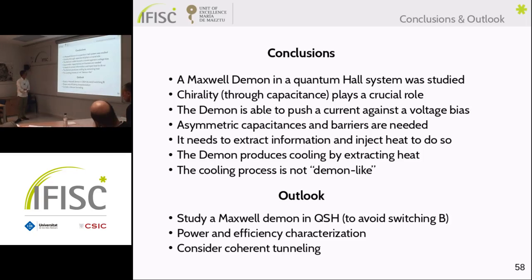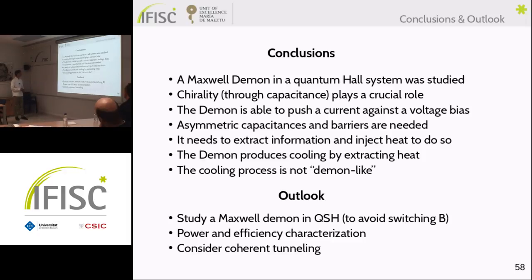So in conclusion, we have studied a Maxwell daemon in a quantum Hall system. We have seen that chirality plays a crucial role. And then we have seen that the daemon is able to push a current against a voltage bias, and that we need both asymmetric capacitances and asymmetric barriers to do so. We have seen that the daemon is not ideal because it not only needs to extract information, but also needs to inject heat into the system. And we have seen that the daemon produces cooling by extracting heat. So it's not a daemon-like process because it's not using information to do so.